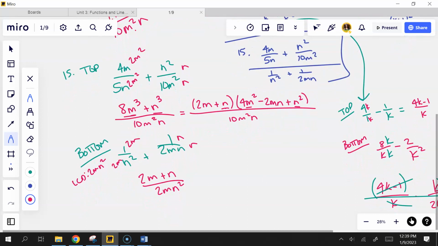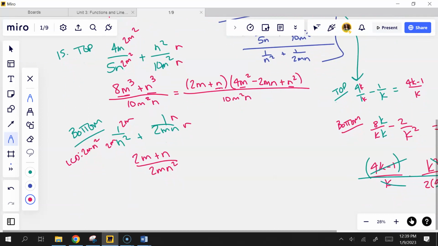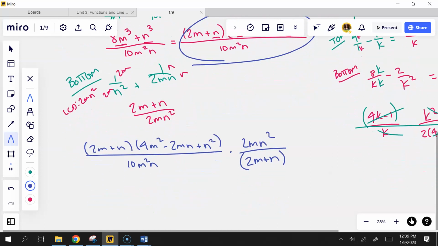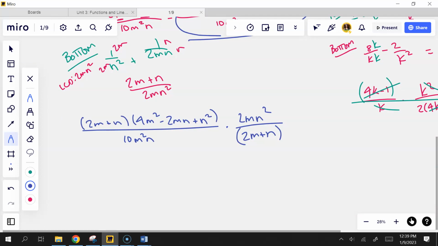Now let's put them together. Great, googly moogly. All right, top 2m plus n, 4m squared minus 2mn plus n squared over, I'm just rewriting the top. Now I'm going to flip that bottom over, 2mn squared over 2m plus n. Yep. Anything else?